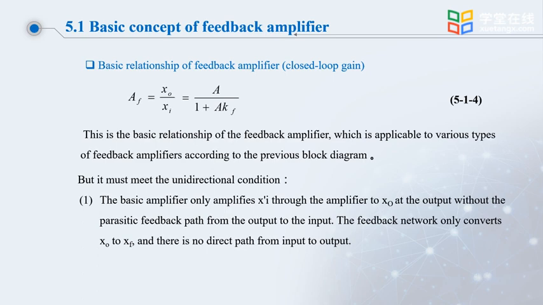The same goes for the feedback network, which is also one-way. Xout is the input to the feedback network, and an XF is generated from the feedback network and acts on the input side of the basic amplifier. No signal exists in the reverse direction. The output port goes through the feedback network as input, and the XF side produces the signal that acts on the input. There is no reverse process. This is called the unidirectional condition, and the feedback amplifier satisfies it.